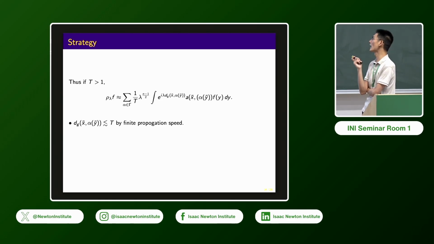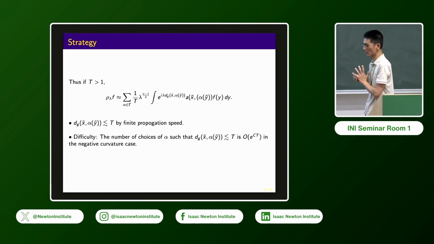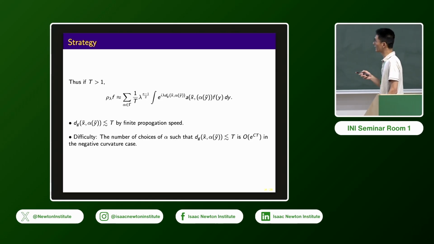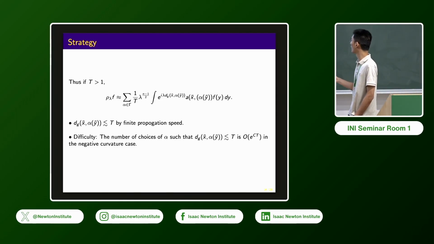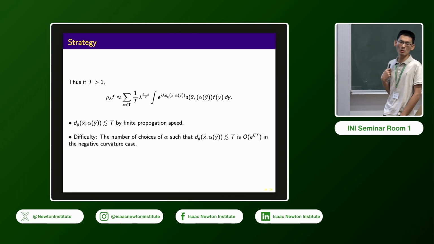However, we can count the number of such choices of alpha. It is the number of fundamental domains in the covering manifold within radius t of a fixed point, which grows exponentially due to the negative curvature. And so if we estimate each single term like before and add them up using the triangle inequality, this will be painful, and especially when t is close to the logarithmic scale, there will be a loss of powers of lambda.